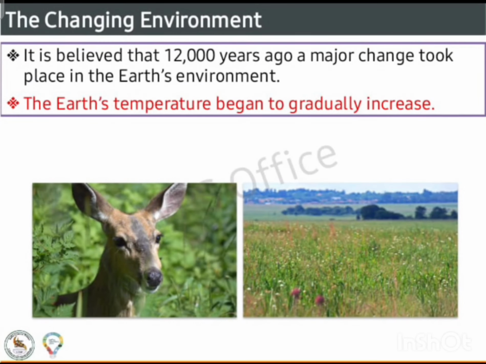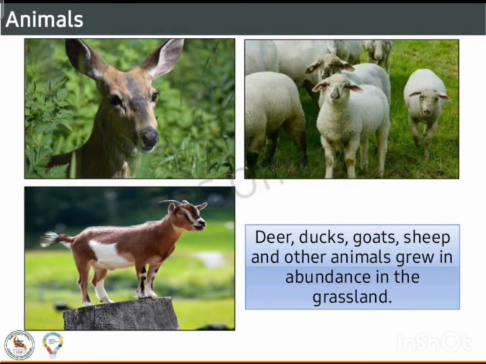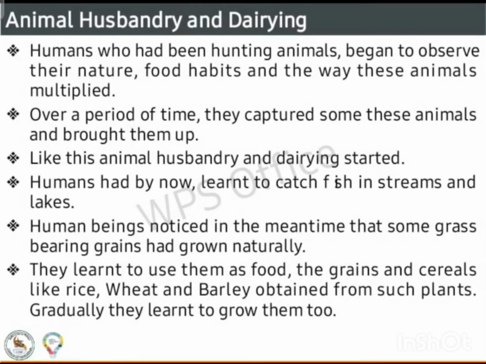Old Stone Age. The changing environment. It is believed that 12,000 years ago, a major change took place in the Earth's environment. The Earth's temperature began to gradually increase. Animals like deer, ducks, goats, sheep, and others grew in abundance in the grassland.